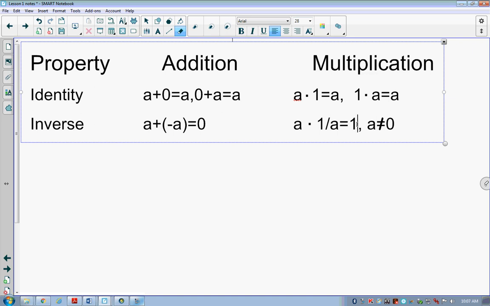What am I left with? 1. Okay? And the same thing would happen if I've got A and I want to write that as a fraction. I'm going to get A over 1 times 1 over A. Okay, so I get 1A over 1A. The A's cancel out. I'm left with 1. Okay, do you see that? So I would say that that is an error in your textbook.